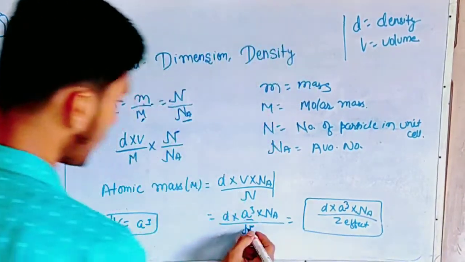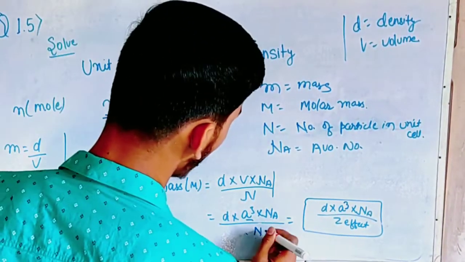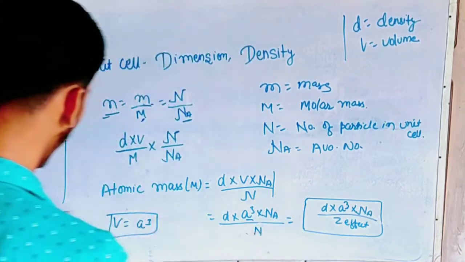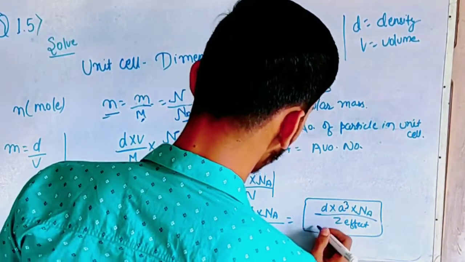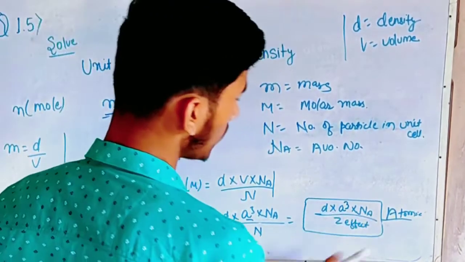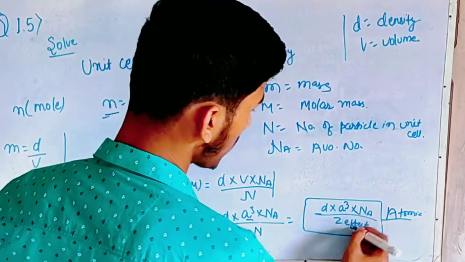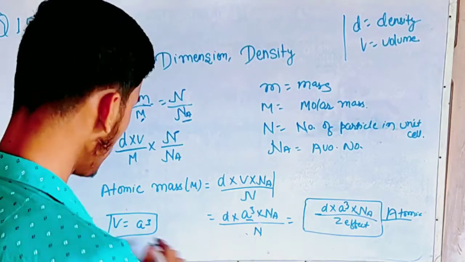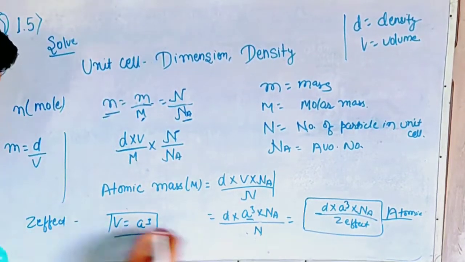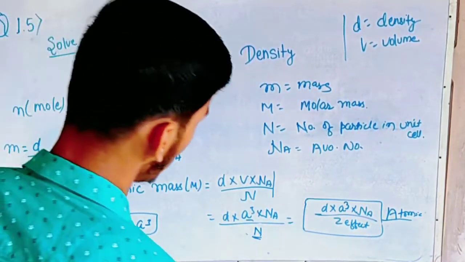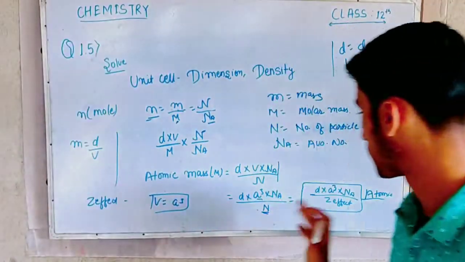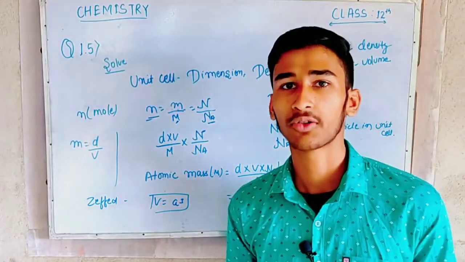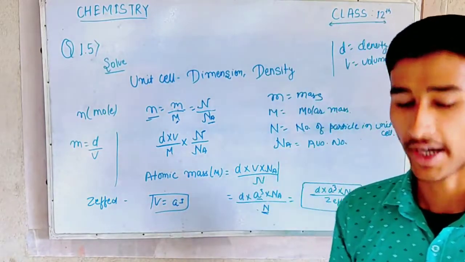And we know that the number of particles in a unit cell is called Z effective, right? So this is the formula for the atomic mass: Z into a cube into, and Na means the Avogadro number, divided by Z effective. Z effective is the number of particles in a unit cell, right? So this is the main formula, and we can easily find the answer with the help of this formula. This question is complicated, but you have to practice it, then you can easily find it.